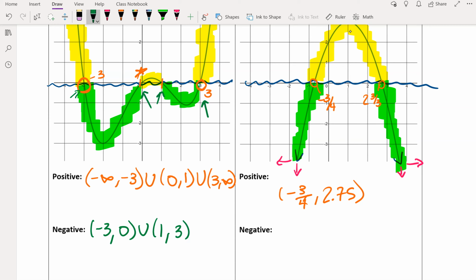All right, and then on the second graph, we are negative. Well, how far to the left? Remember, you have to start on the far left. This goes all the way to the left, negative infinity. So we're below the x-axis from negative infinity to -3/4, which is where on the x-axis we switch to positive right here. And then we're negative again from 2 3/4, or I wrote 2.75 above, 2.75 to, how far to the right does this function go? Positive infinity.